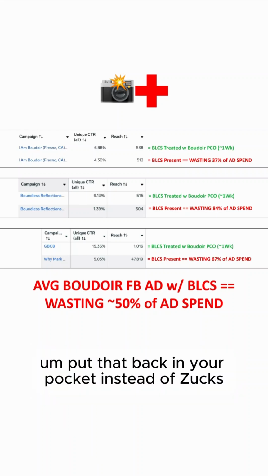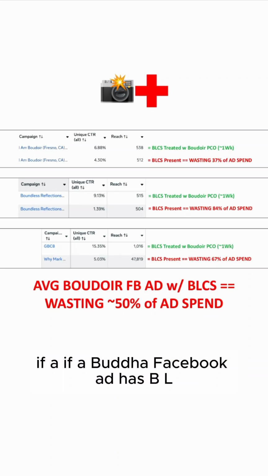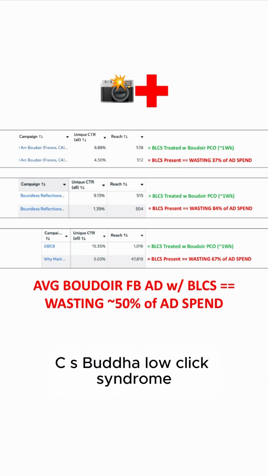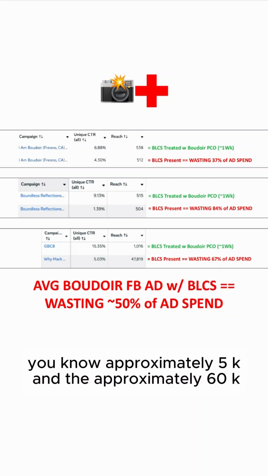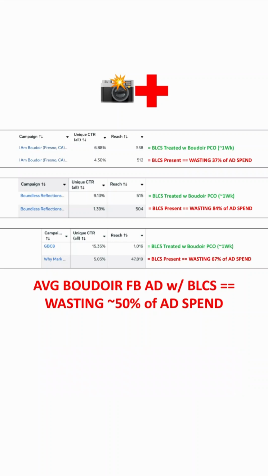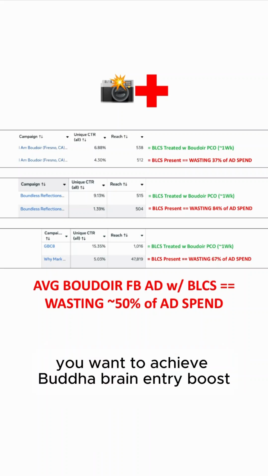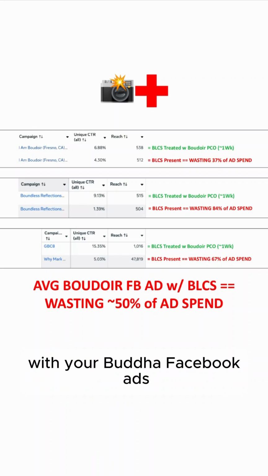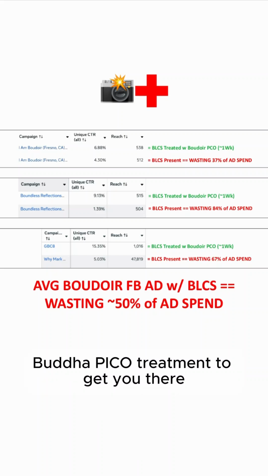Put that back in your pocket instead of Zuck's, because we already know approximately half is being wasted anyways right now if a Boudoir Facebook ad has BLCS, Boudoir low click syndrome. So you want that 5K back in your pocket, and the approximately 60K over the next 12 months. And so you want to achieve pre-click alignment. You want to become a dominant Boudoir advertiser. You want to achieve Boudoir brand entry boost with your Boudoir Facebook ads. And you want the treatment, the Boudoir Pico treatment, to get you there.